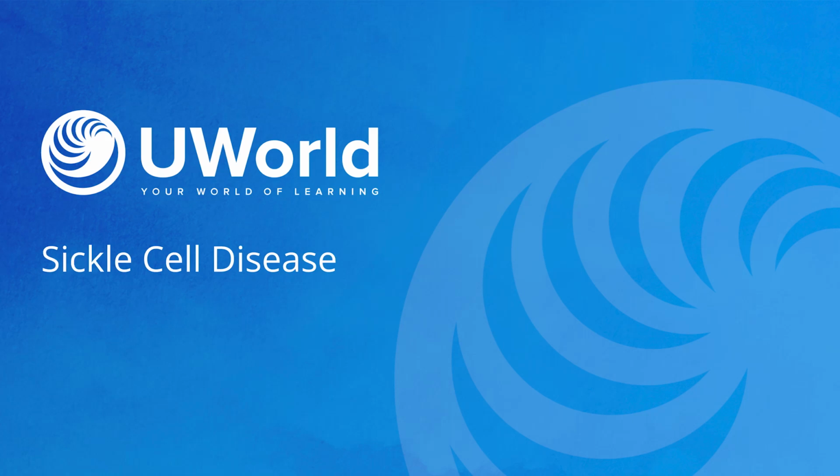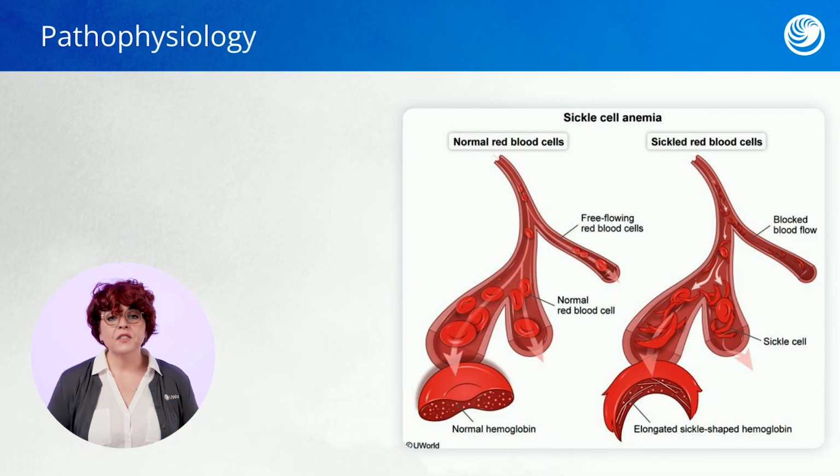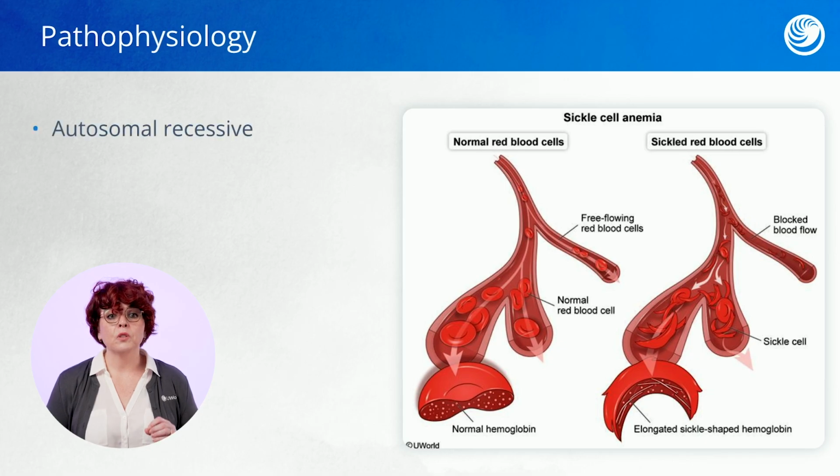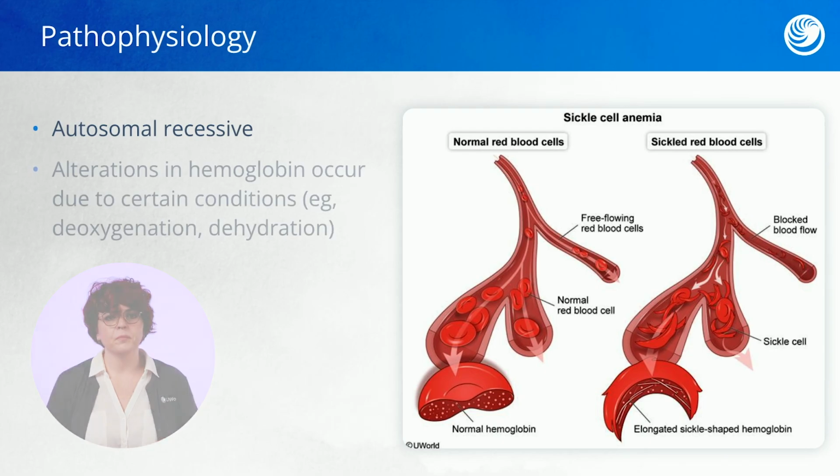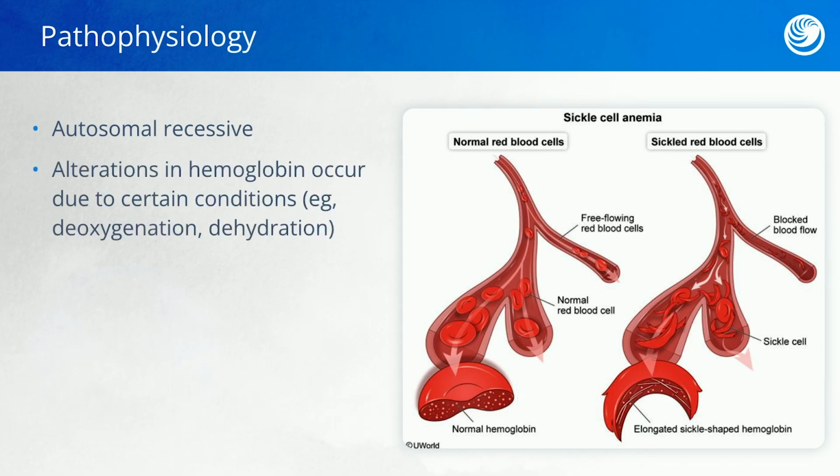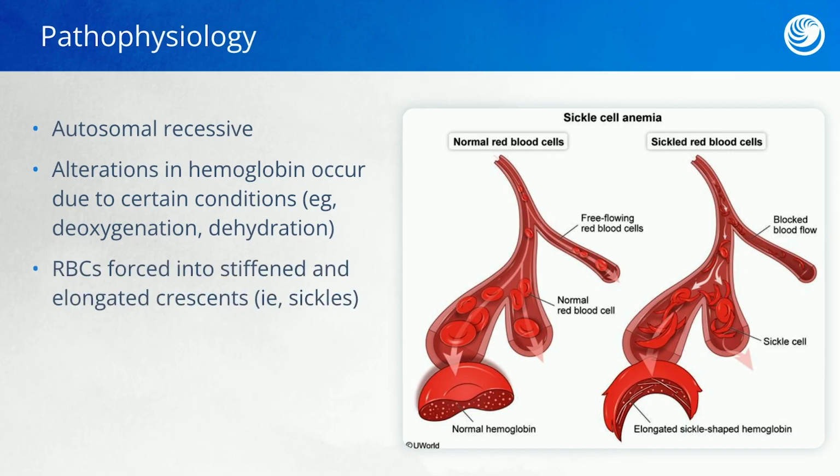This lesson is about sickle cell disease. Let's talk about the pathophysiology of sickle cell anemia. This is an autosomal recessive gene, so both parents have to have this mutation to pass it down to the client. Now, this happens with an alteration in your hemoglobin. Either your patient is not getting enough oxygen or possibly not enough fluid.